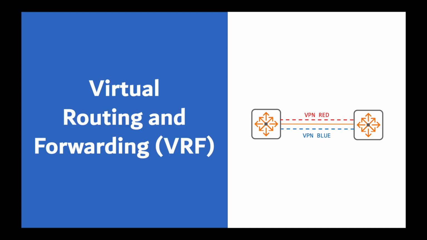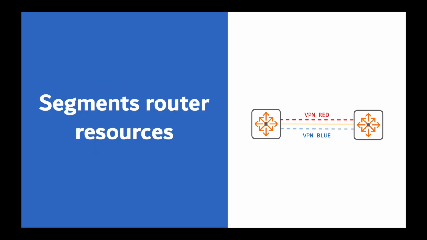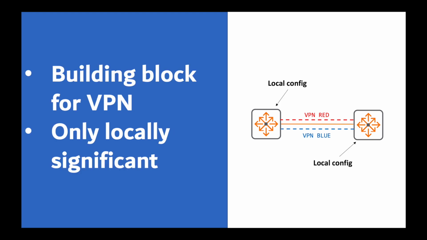VRF stands for Virtual Routing and Forwarding, and is a means to segment our router resources. VRFs are one of the building blocks that can be used to create certain types of VPNs, but you should bear in mind that their configuration is only locally significant.